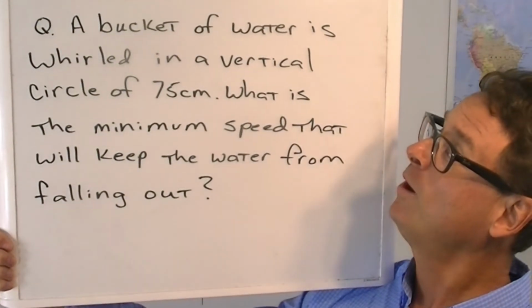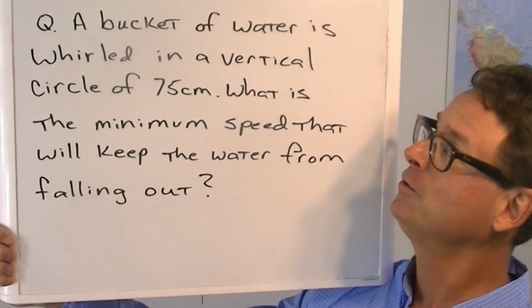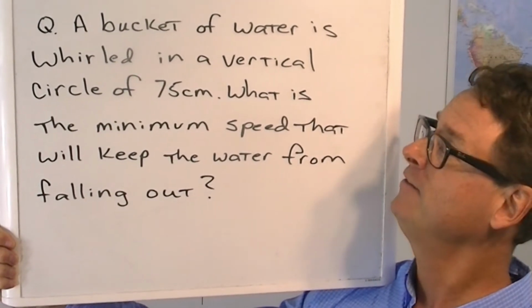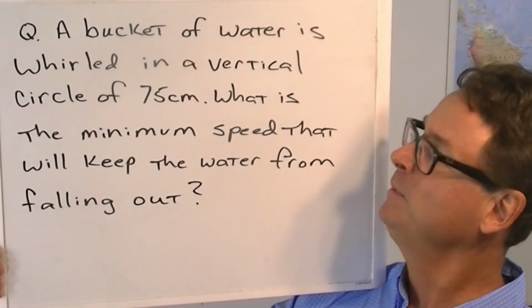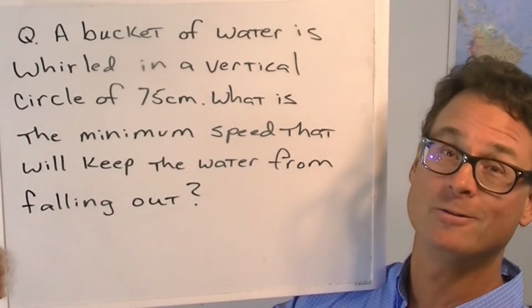A bucket of water is whirled in a vertical circle of 75 centimeters. That's the radius of the circle. What is the minimum speed that will keep the water from falling out?